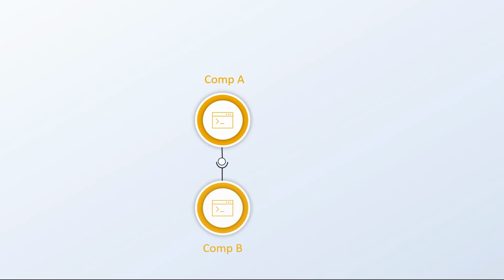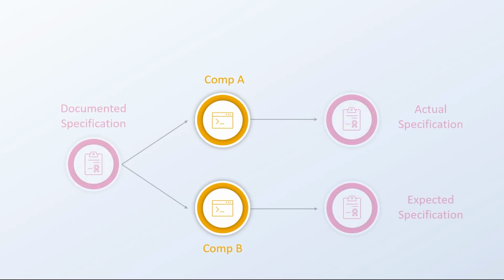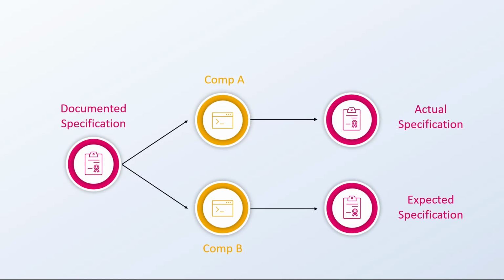This becomes a problem if multiple components interact with each other. In this case, a component A provides some interface to other components, in this case component B. They were both developed with the same documented specification in mind, but the actual specification provided by component A of the interface might not comply with the expected specification provided by component B of that interface. The expected specification of component B describes how component B intends to use the actual interface that is provided by component A.